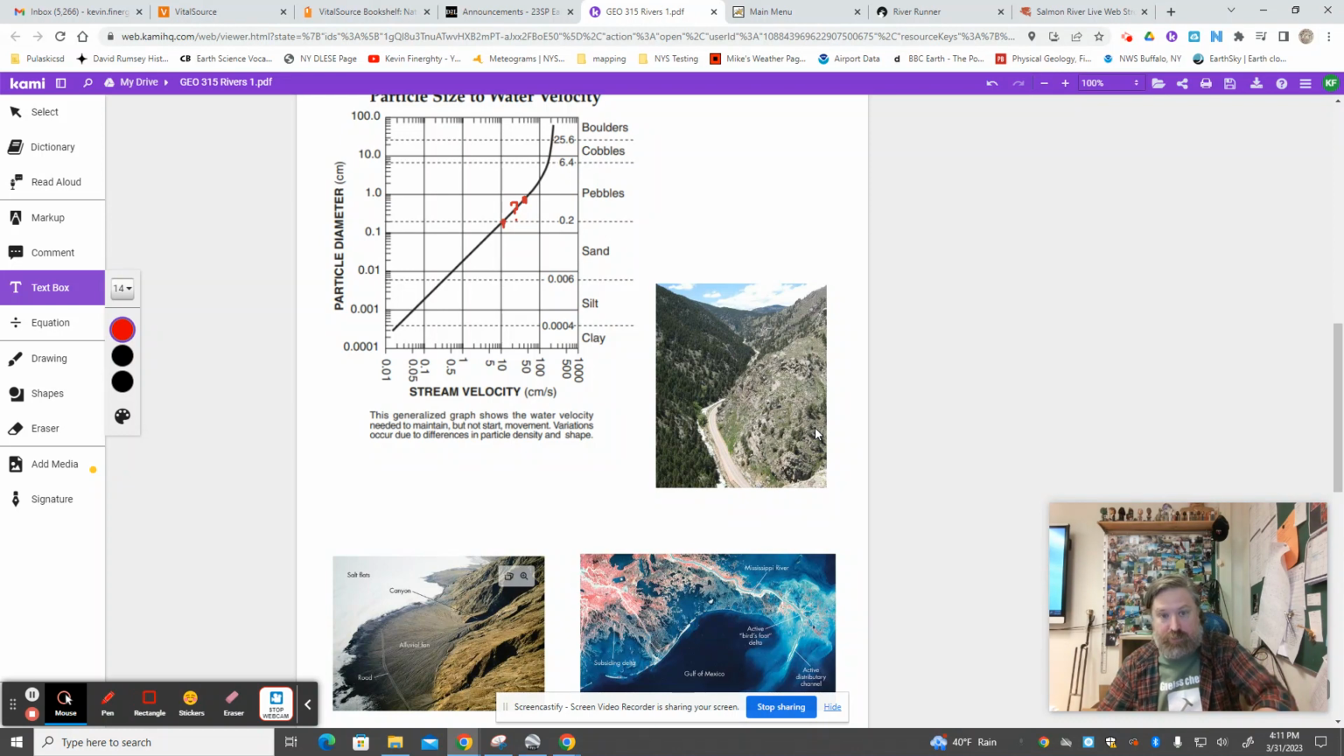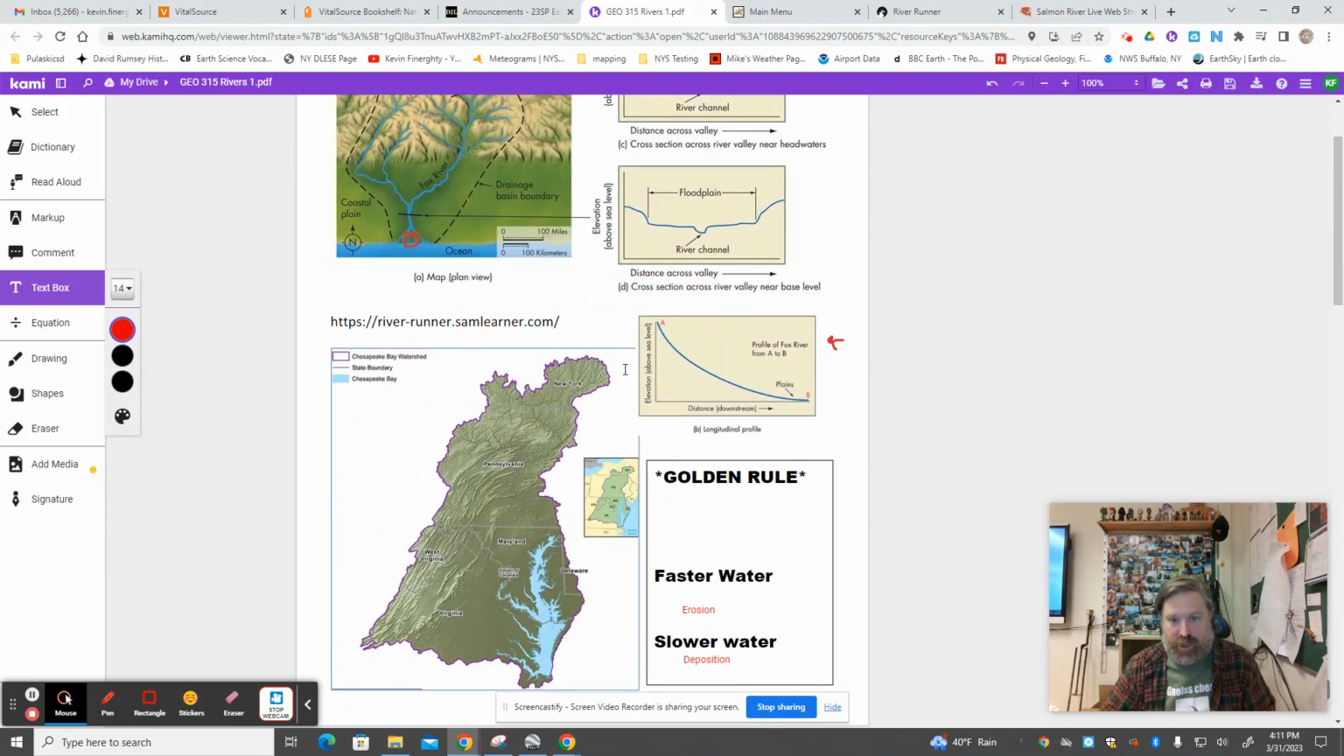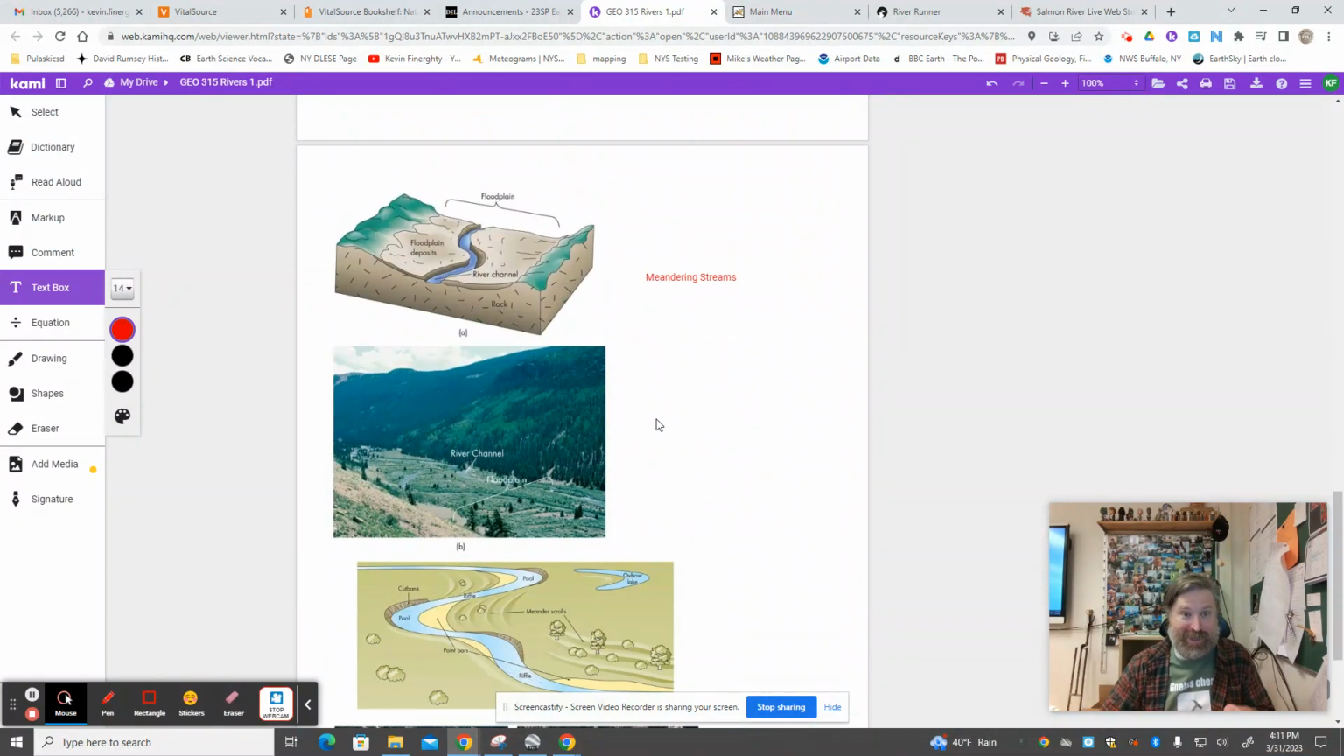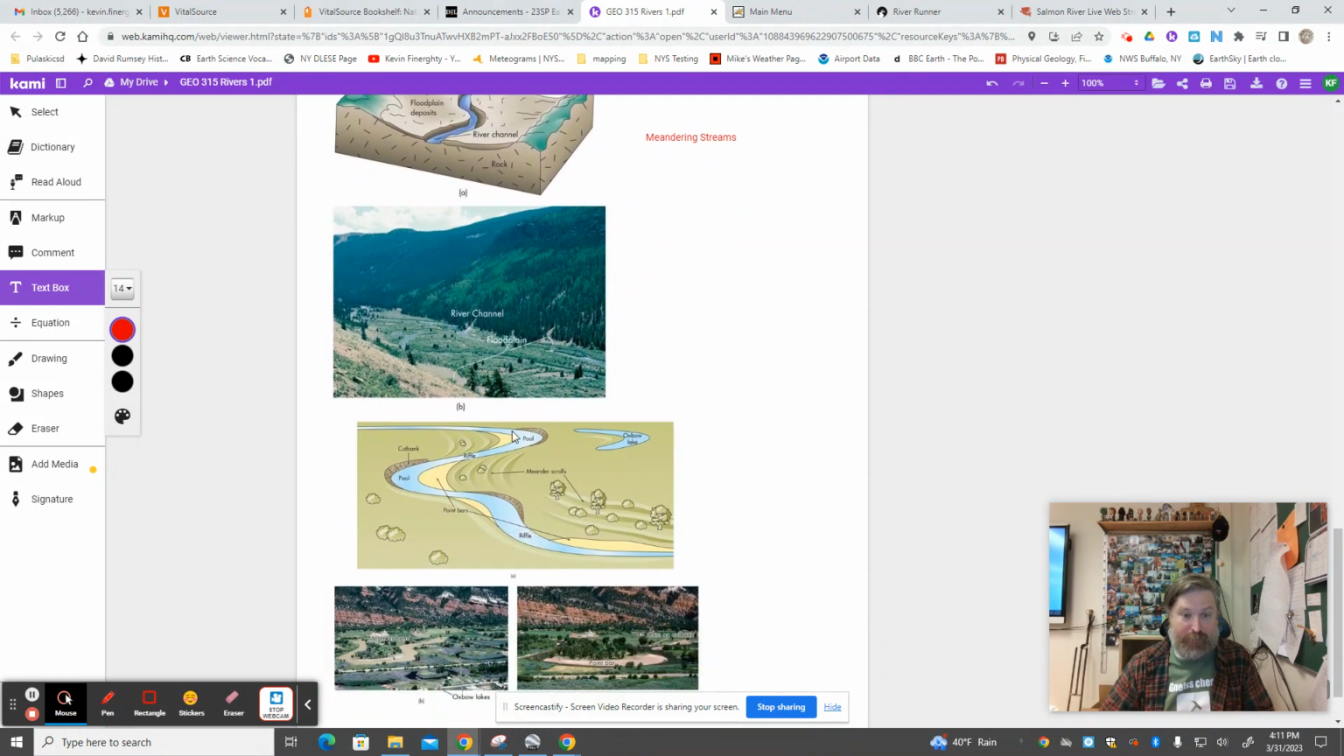Water just goes down, right? So this upper section of the drainage basin tends to be more dominated by straight streams, while the lower section tends to be more dominated by wide floodplains and meandering streams. But again, we're going to have the same rule pop up.